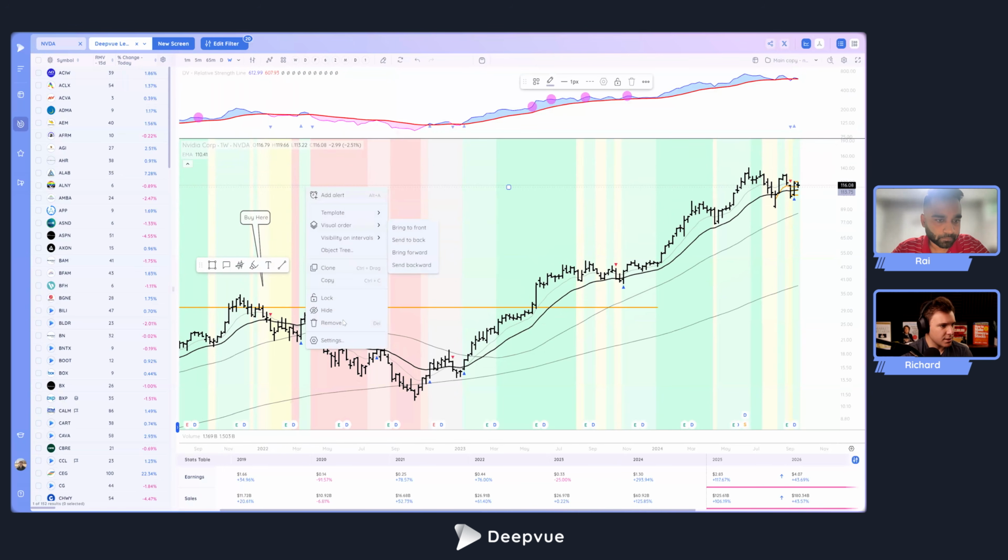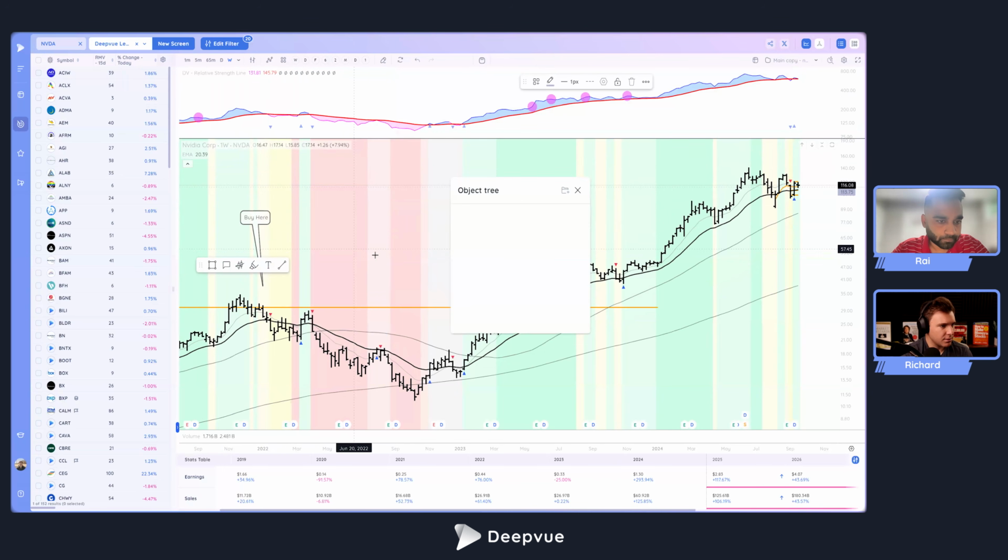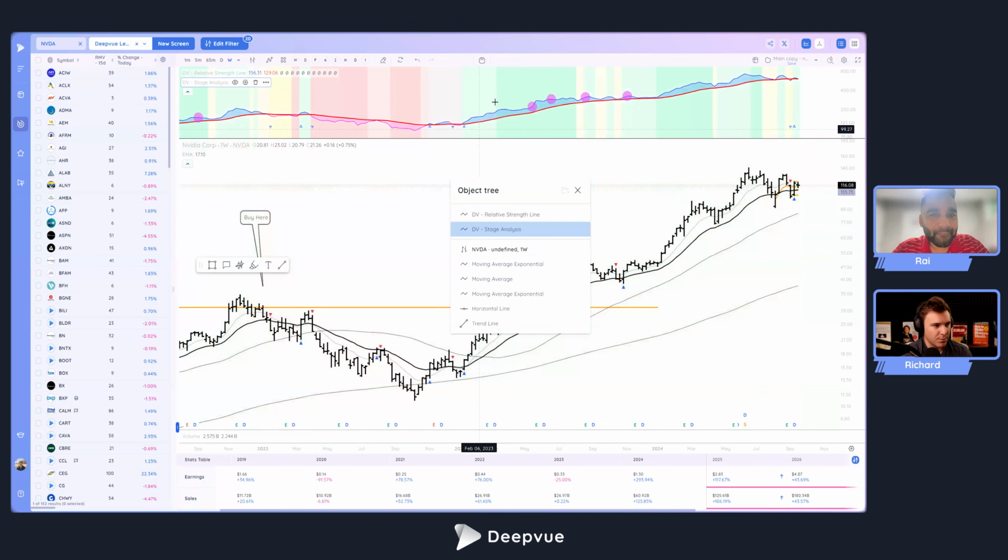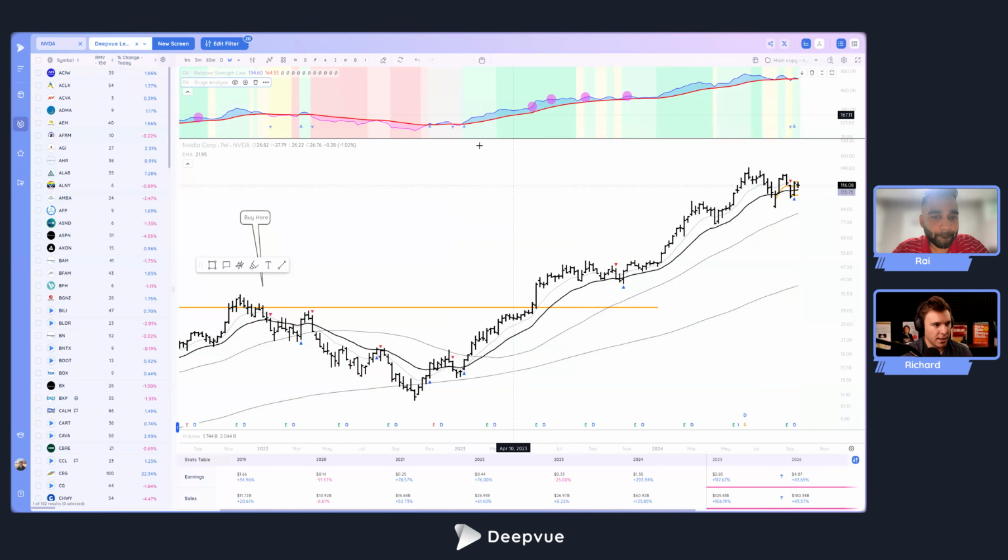Where's my stage analysis? I'll bring up the object tree here. We can go ahead and find stage analysis and move it up. I got a lot of drawings here. Move it up to that same pane so it's located behind that relative strength line. So it keeps the chart a little bit cleaner.